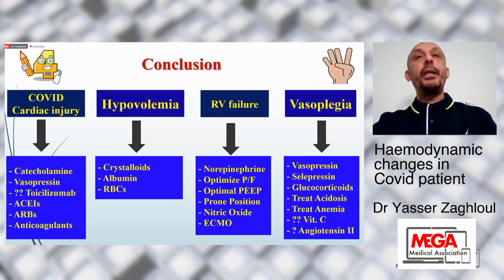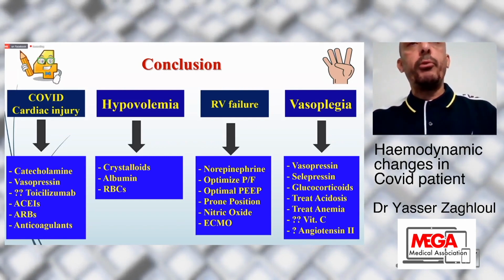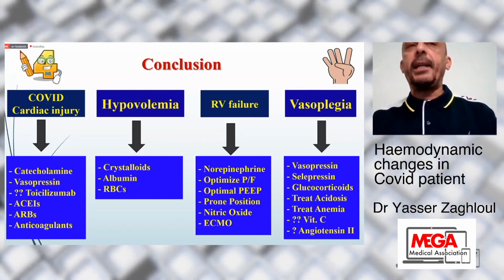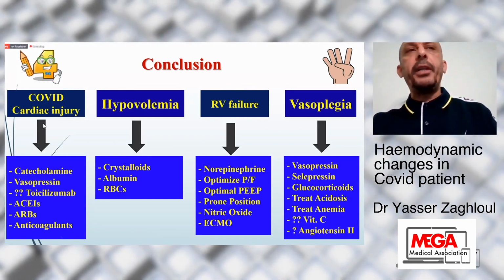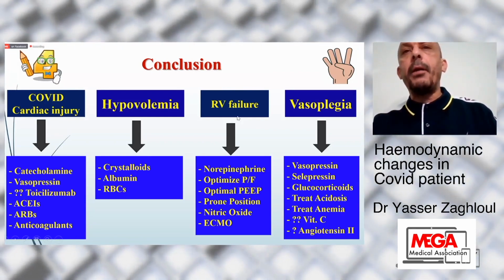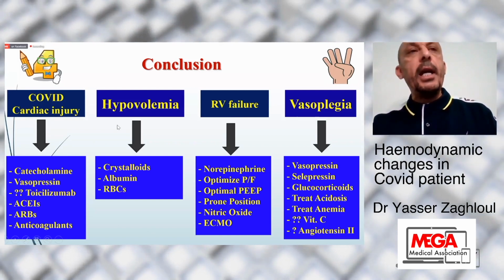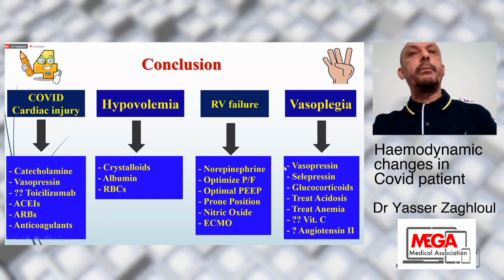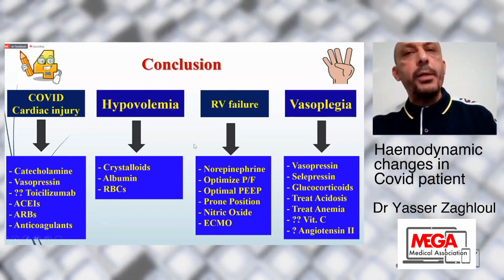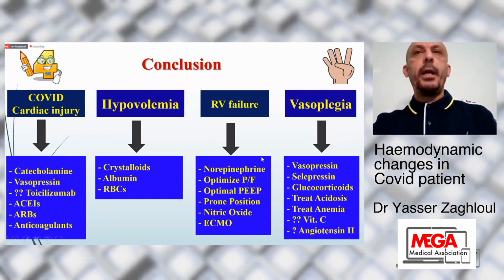So in conclusion, if you have a COVID critically ill patient with hemodynamic instability, we have these four causes: COVID cardiac injury, hypovolemia, right ventricle failure, and vasoplegia. And for each one you have a specific management. Again, you have to focus on the right ventricle.